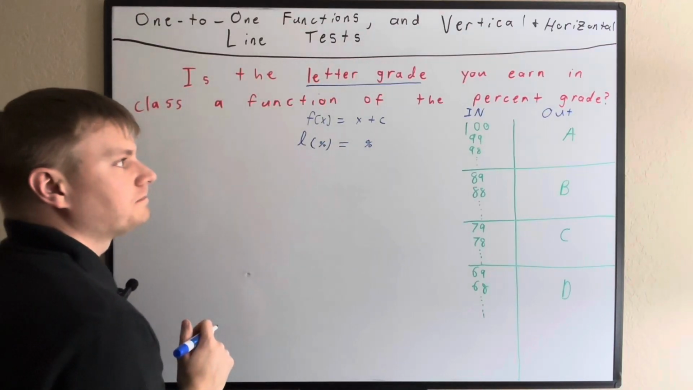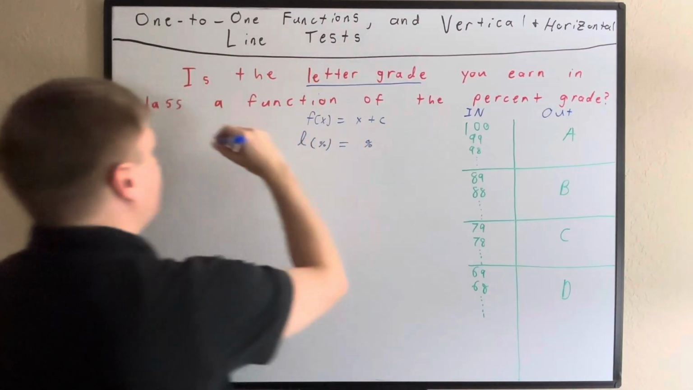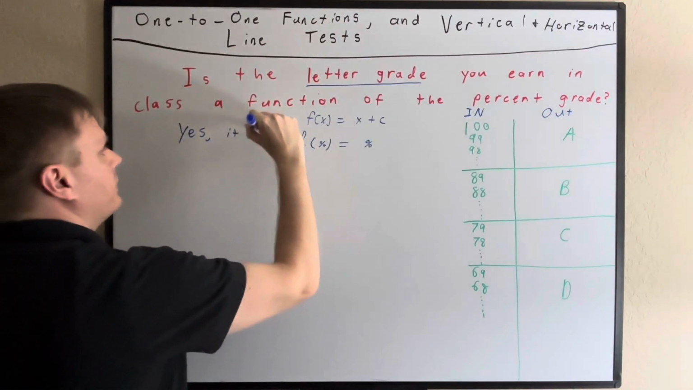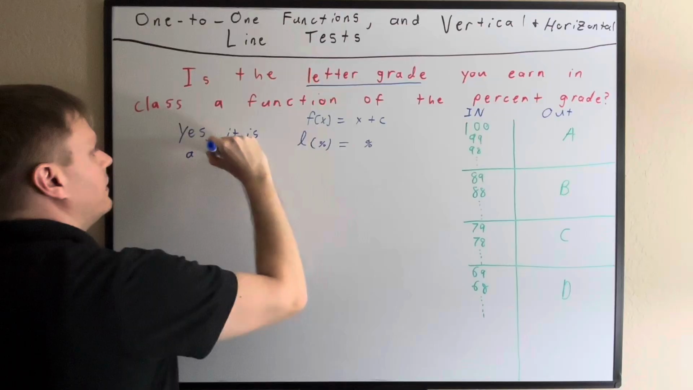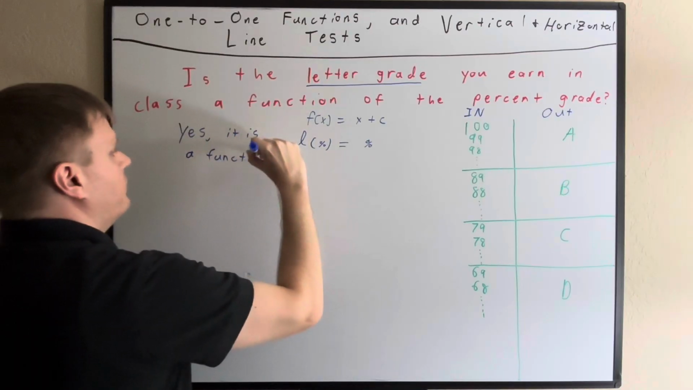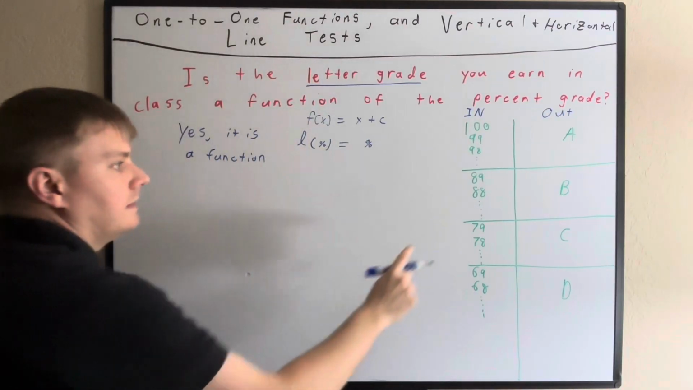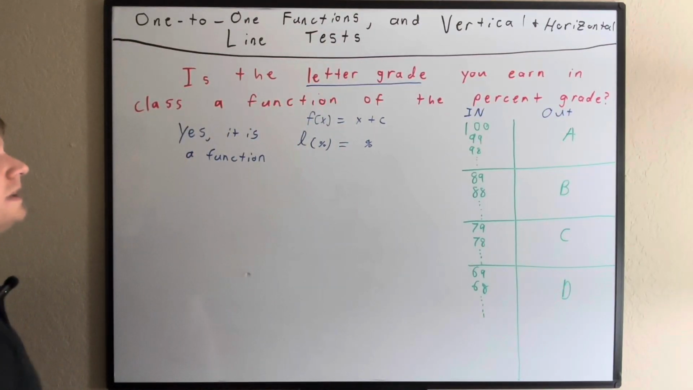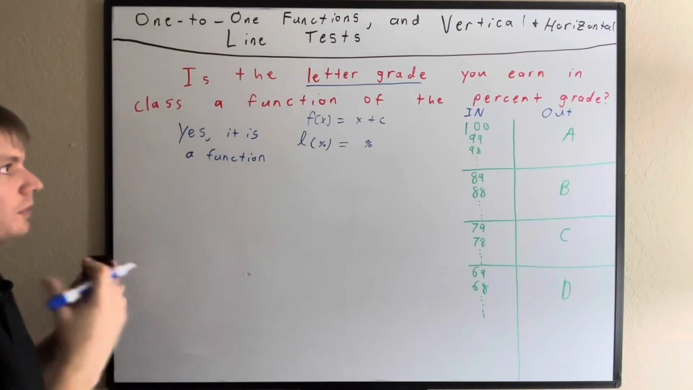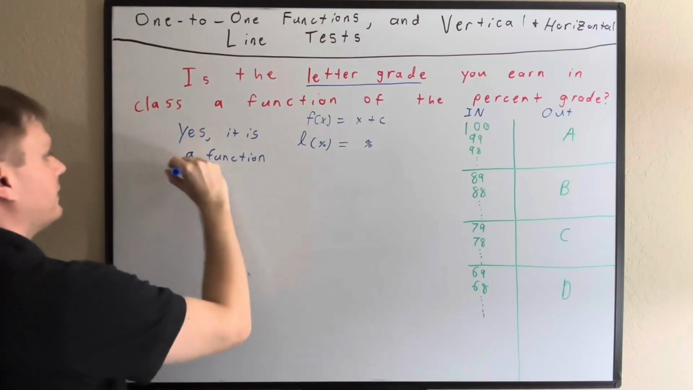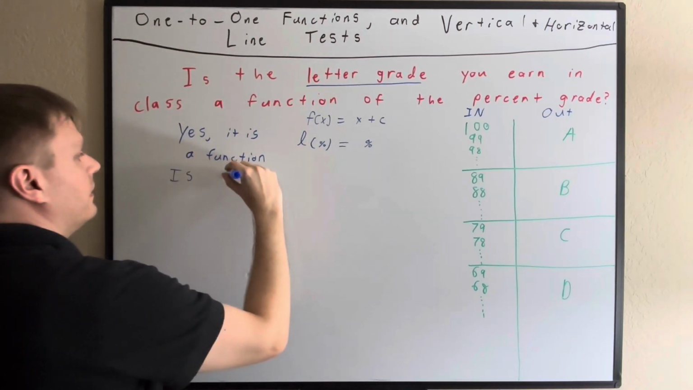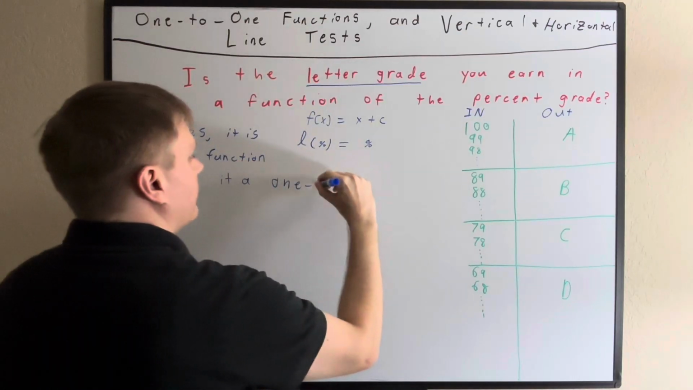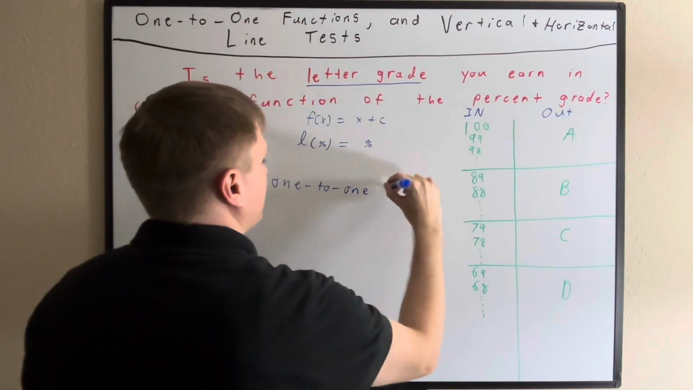But yes, this is a function. Yes, it is a function. Every input has exactly one output. All right, so now that we've reviewed that, what does it mean if it's one-to-one? Is it a one-to-one function?